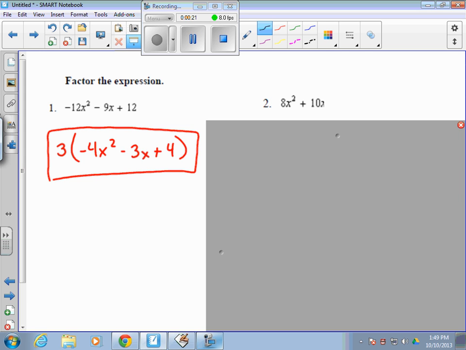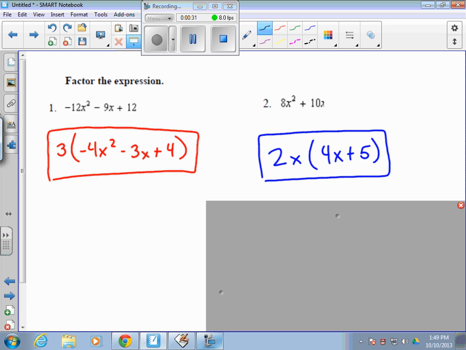3 times negative 3x gives you negative 9x. And 3 times 4 gives you 12. So here's your factored version. 8x squared, what's common in these? They both have a 2 and they both have an x. So when you pull 2x out, multiply 2x times 4x is 8x squared, and 2x times 5 is plus 10x.